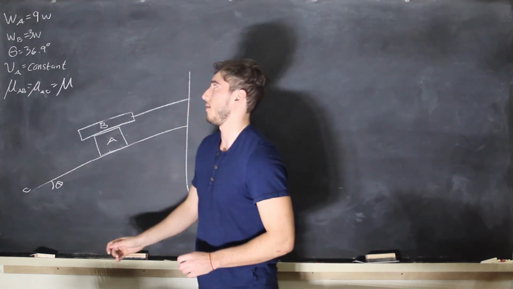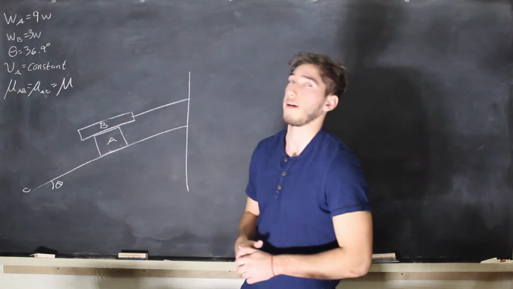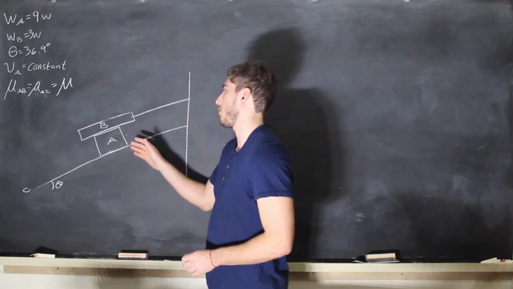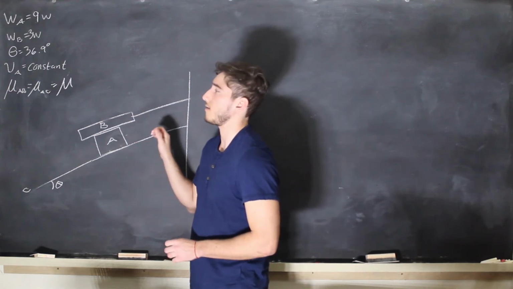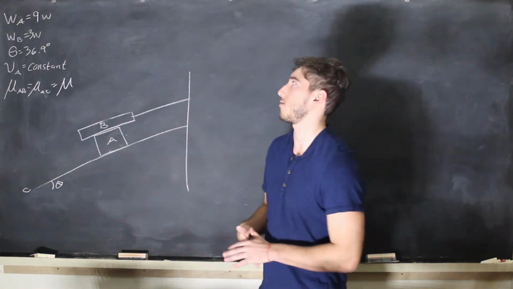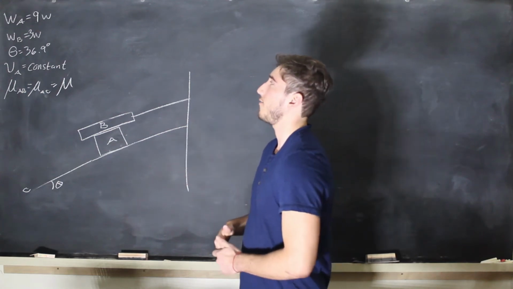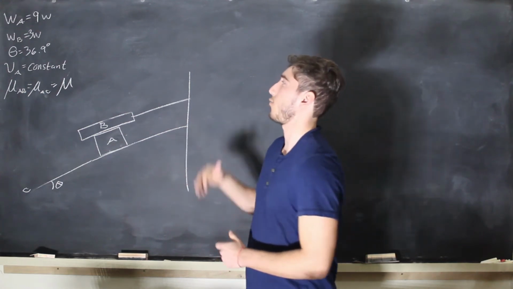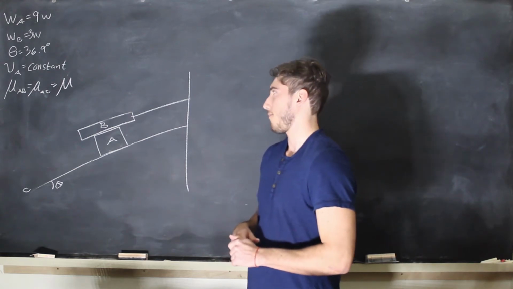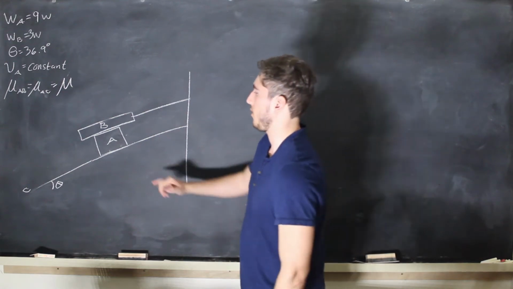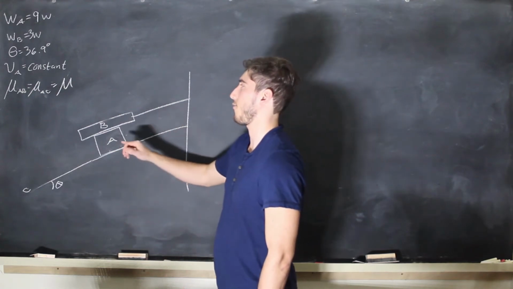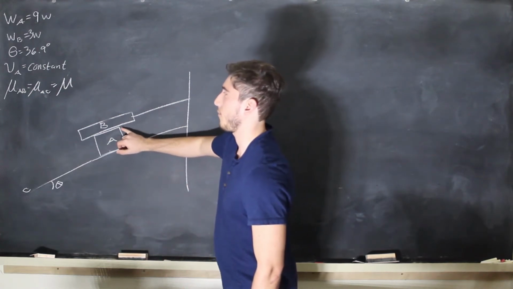Now for this problem, where we're solving for the coefficient of friction, we have a ramp and it's slanted at theta equal to 36.9 degrees. We have mass A under mass B. Mass A is sliding down the ramp at a constant velocity, meaning that the acceleration is going to be equal to 0. The weight of A is 9W, so it's going to be symbolic, and the weight of B is going to be 3W. And the coefficient of friction between surfaces C and A is equal to the coefficient of friction between surfaces A and B.